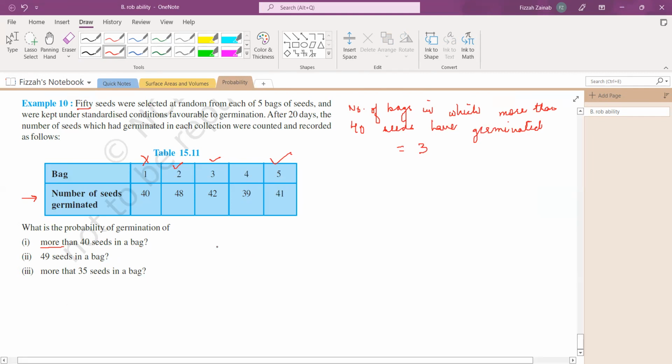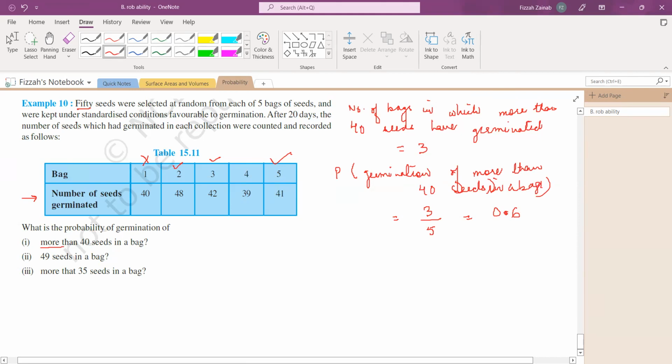So the probability of what? Germination of more than 40 seeds in a bag. This probability you are finding out. So this is equal to, in 3 bags is it happening, and the total number of bags were 5. So 3 by 5 is the probability. Just convert it, you will get 0.6 in decimal. Okay.